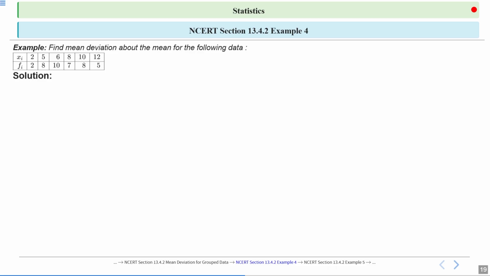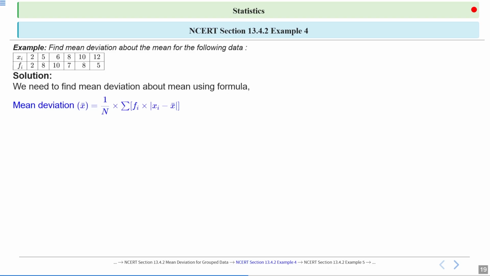So let's solve this example step by step. We need to find the mean deviation about the mean using the formula: mean deviation about x bar equals 1 by n summation fi multiplied with mod of xi minus x bar. Let's represent the data in tabular form.